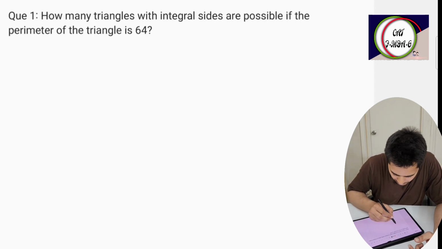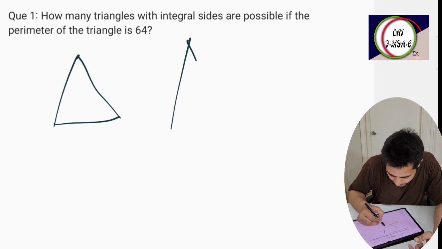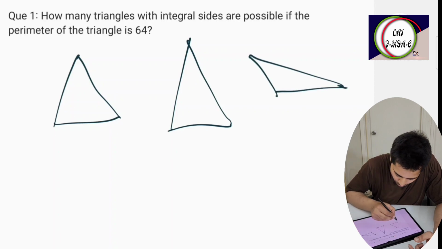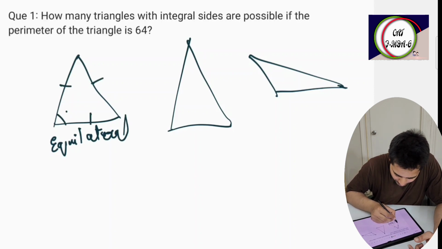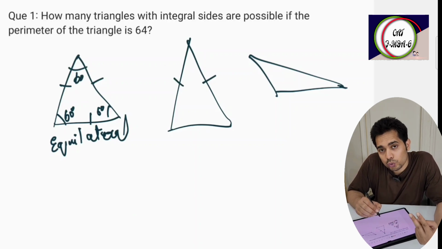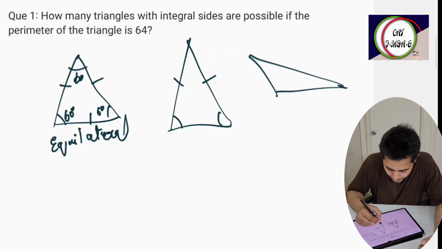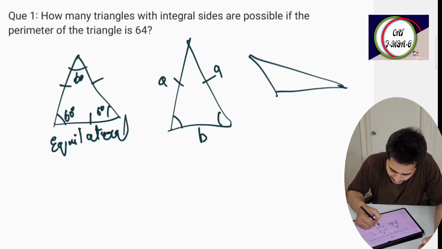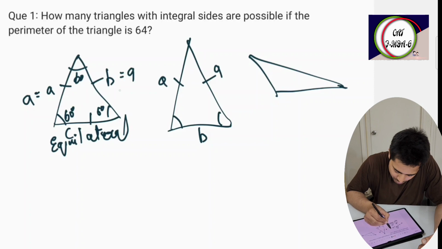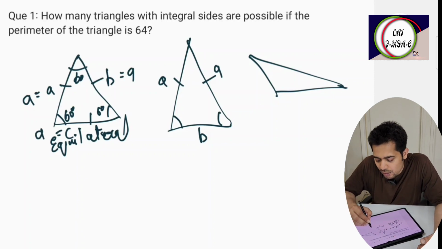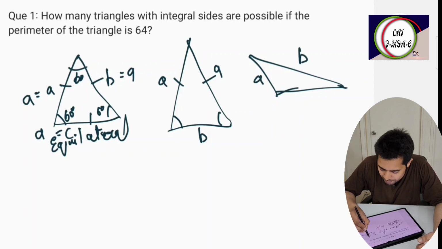The basic concept is there are three types of triangles basically. One is equilateral, where all the sides are equal and the angle is 60 degrees. One is isosceles, where two sides are equal, these two angles are the same, and the sides are A, B and C, and it is equal to A. The third type is scalene triangle, where A is different, B is different and C is different, and all the angles are different.